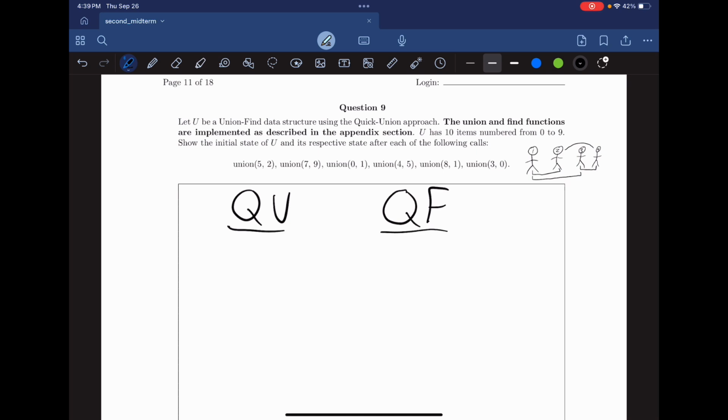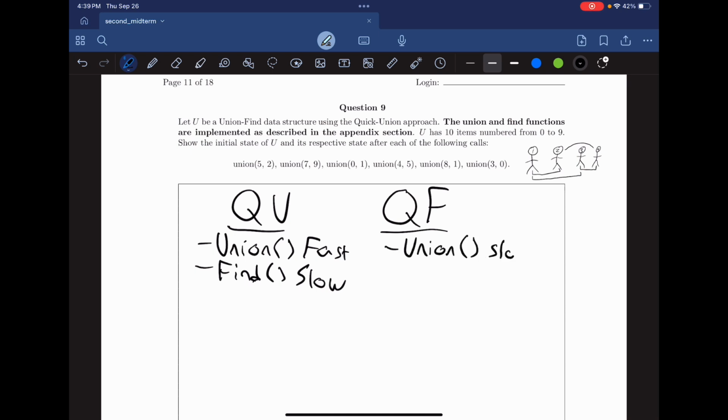The quick union method optimizes the process for union. There are two main functions that go into quick union find data structures, union and find. Quick union will make it so that the union function is fast, and thereby the find function is going to be on the slower side. On the other hand, quick find is going to make the union function a bit slower, but because of that, we can make the find function significantly faster.